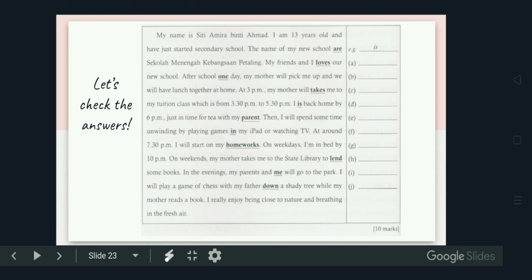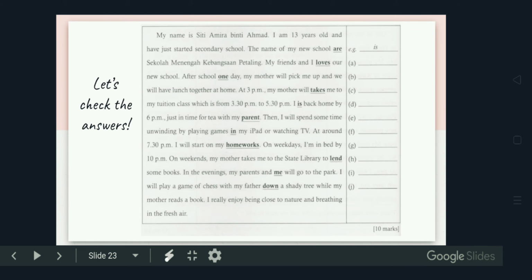My friends and I: so there are two subjects there, which makes it a plural subject. So a plural subject uses a verb without s or es. So it should be "my friends and I love our new school". "After school one day." Is it one day? Not if it is a particular day, then it's okay. But here we are talking about routine, so it should be "after school every day". My mother will pick me up and we will have lunch together at home.